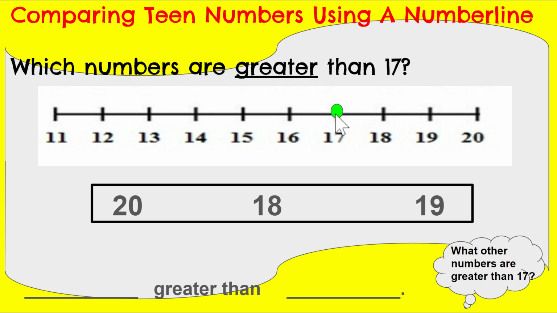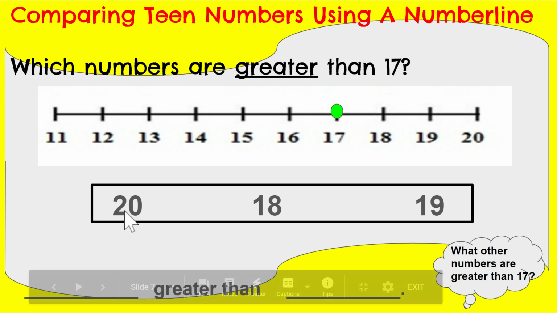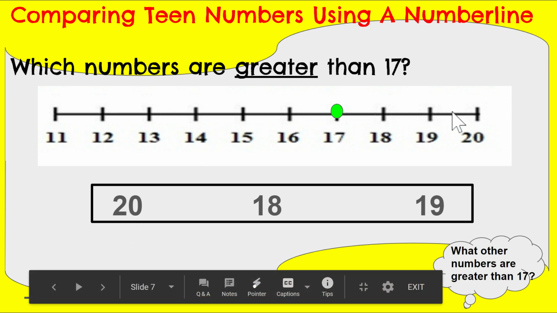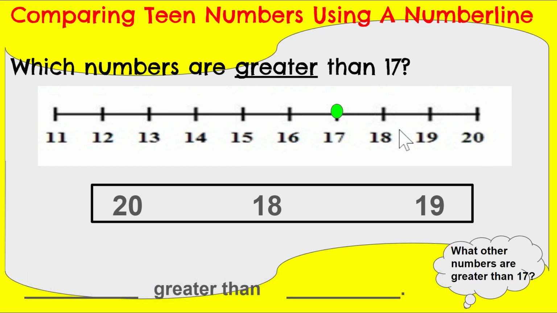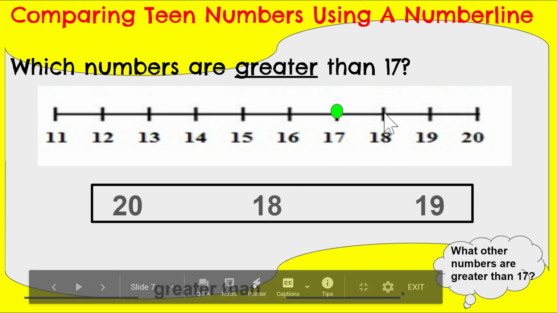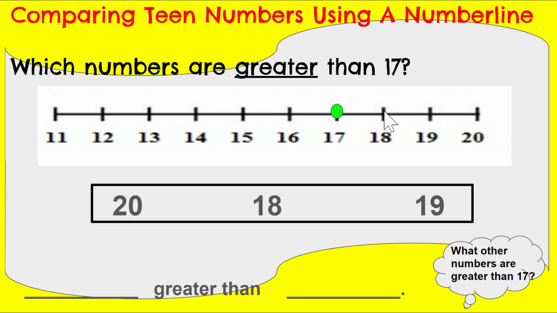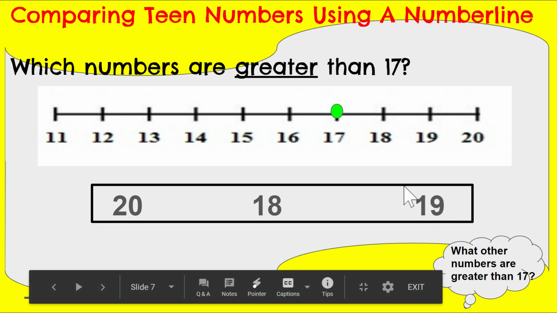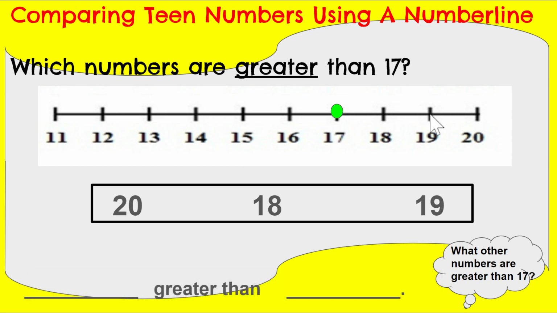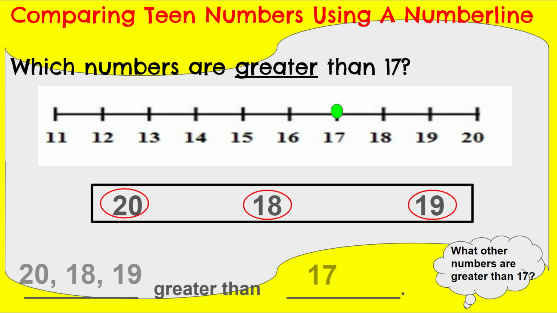So first we have to find our number 17. There it is with our green dot. And now let's look at our number options. We have the number 20. That looks to be greater. It's to the right. It's getting bigger. How about 18? There's my number 18 on the number line. You're right. It is greater. It's moving larger, moving to the right. And how about 19? There's my number 19. Again, it is larger. So this time, all three of our numbers, 20, 18, and 19, are greater than 17.